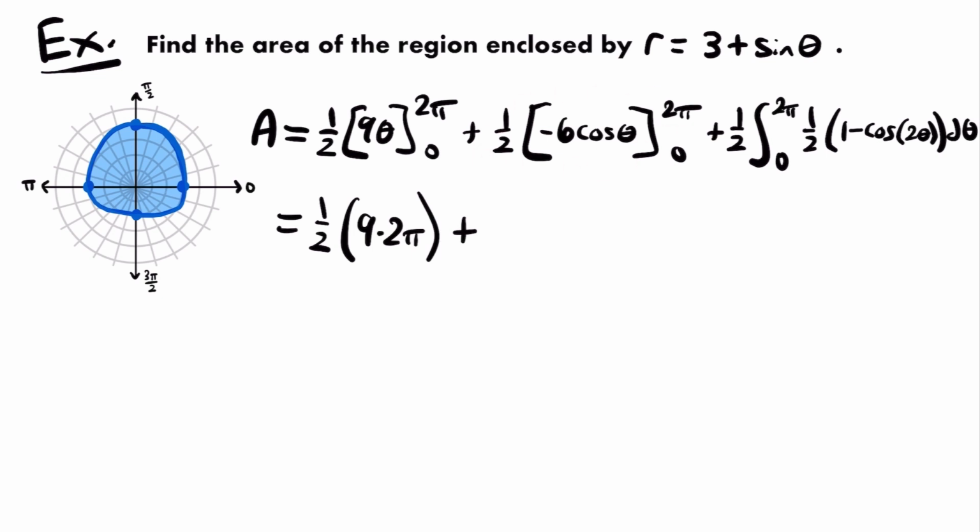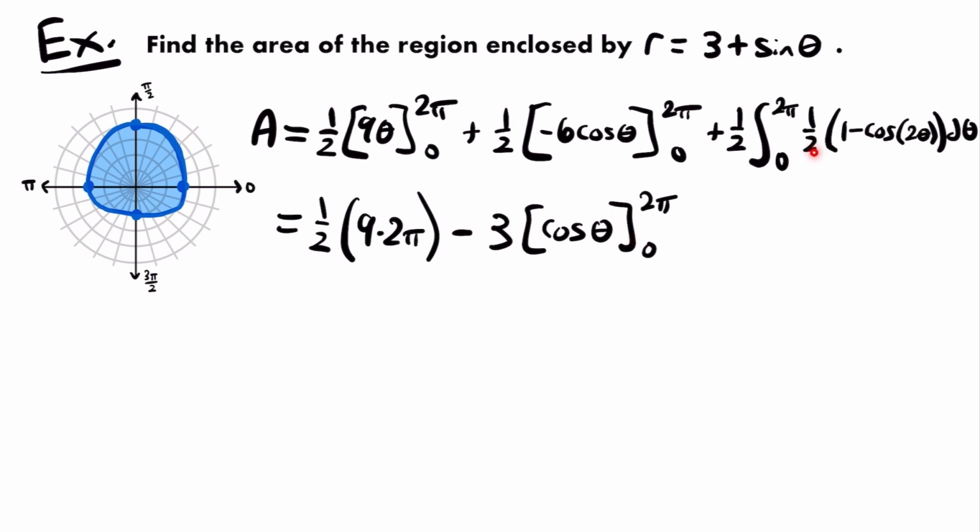But before I evaluate cosine theta at 2 pi and 0, I'm going to pull this -6 out to the front. So we'll have -6 times positive 1/2, which will be -3. So I'm going to erase this plus sign, and we'll have minus 3 times cosine theta evaluated from 0 to 2 pi. All right, so we'll come back to that with our next step.